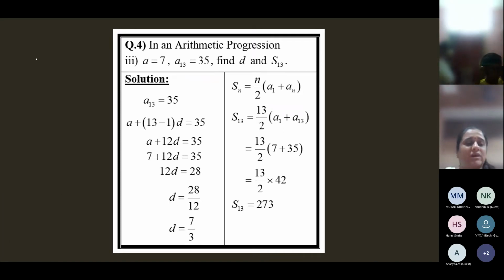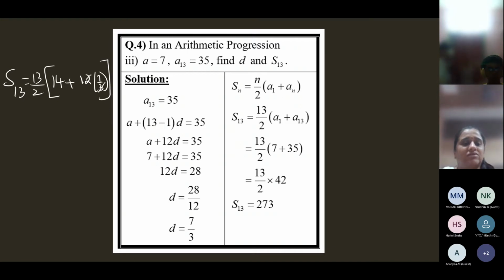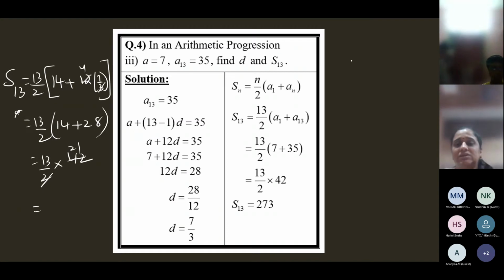You can also use the other formula. S13 is equal to n by 2, 13 by 2 of 2A plus n minus 1, 13 minus 1, that is 12 into D. 2A is 14. D is 7 by 3. Even if we use this, S13 is equal to 13 by 2 into 14 plus 7 fours are 28. So 13 by 2 into 42. Then 21 times 13 is 273. You can use any formula.